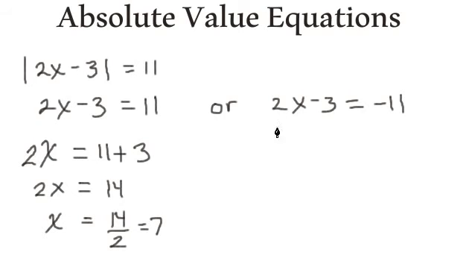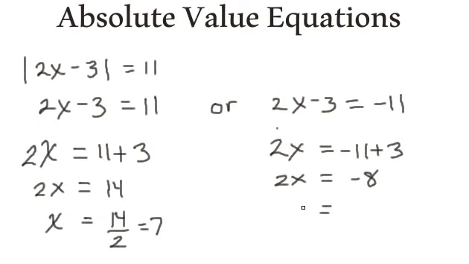Now let's look at this one over here. So we have 2x is equal to, I'm going to take the 3 over to the other side of the equal sign, so it becomes a plus 3. And negative 11 plus 3 is going to end up being negative 8. And so we have 2x is equal to negative 8. So we multiply both sides by a half, and we get x is equal to negative 4. So our solution set is going to be 7 and negative 4. So these are the solutions to our original equation up here.